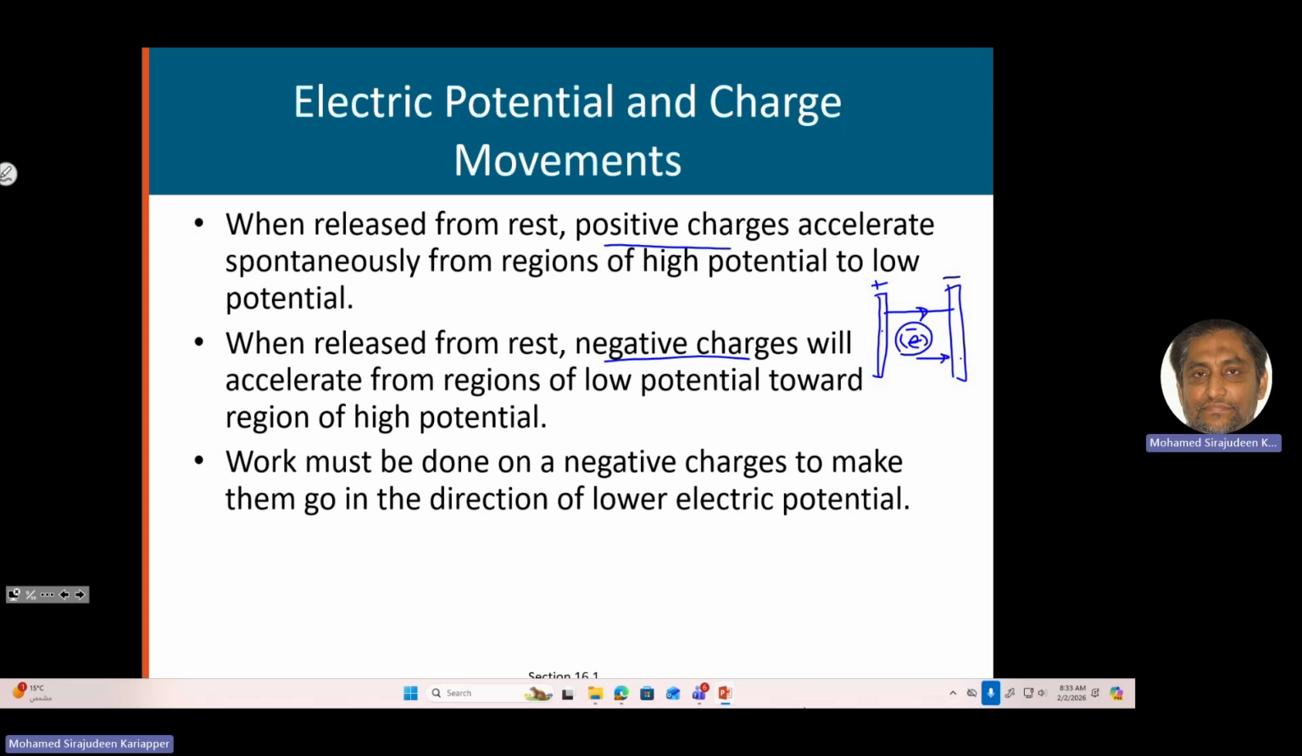For the positive charge, it is the other way around. If you want to make the positive charge go to the higher potential, we need to do positive work. Work must be done on the positive charge to make it move to the higher potential.